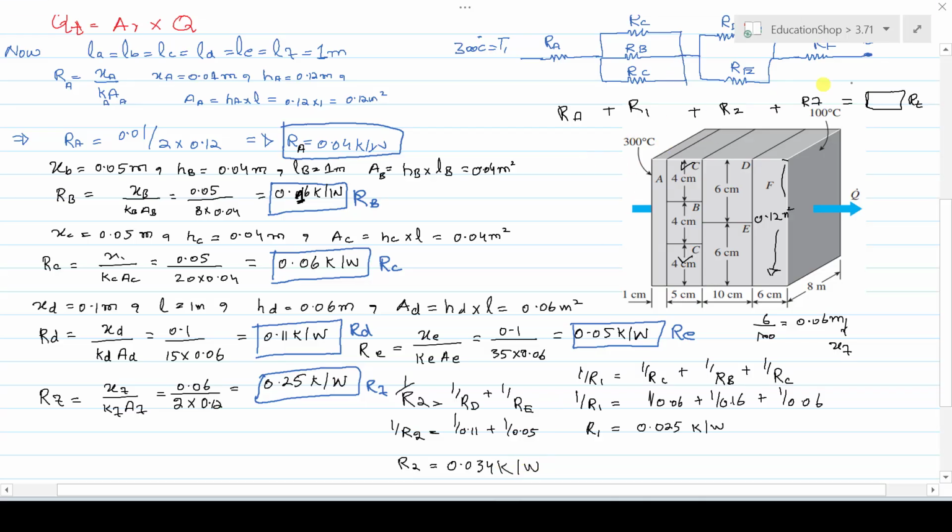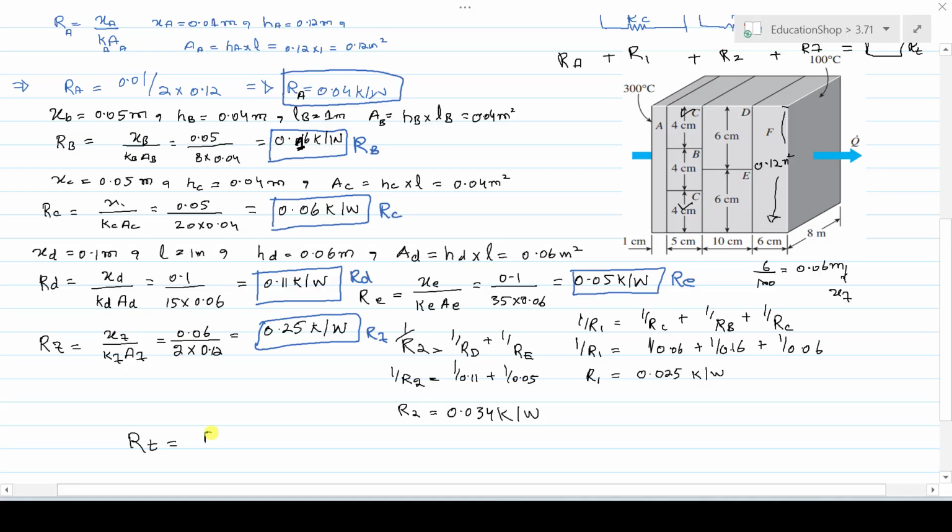As I already told you, the total resistance will be the sum of RA, R1, R2 and RF. So the R1 value has been calculated, and R2, RF, RA. So all the values of each resistance have been calculated, and it is very easy now to find the total resistance. So the total RT value is equal to, just simply add this way.